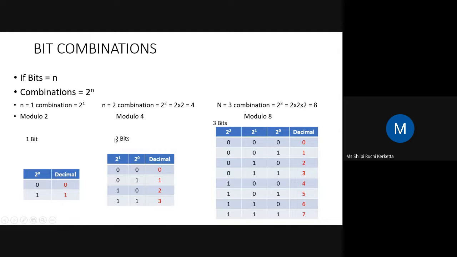Okay. If the number of bits is 2 and the combinations or different states are 4, we will call it modulo 4. So depending on how many states or combinations there are, we name it like that. Here the number of bits is 3, so the combinations will be 8, so we will call this modulo 8. And if we have a counter from 1 to 10, so 10 numbers are there, then we will call it a modulo 10 counter. So this is the bit combination.